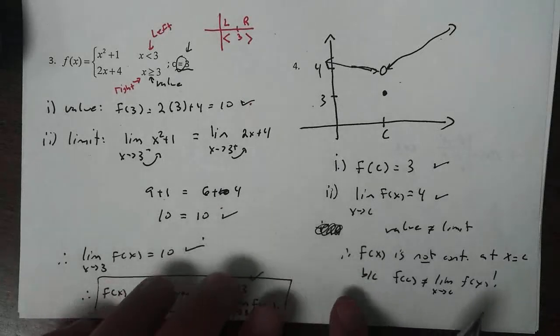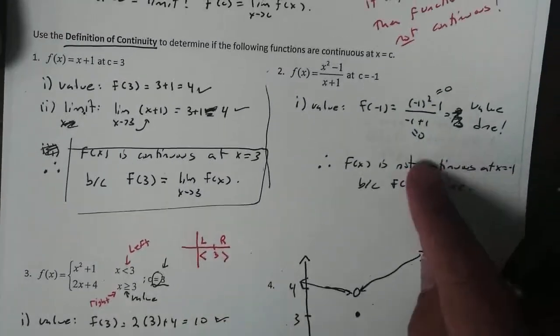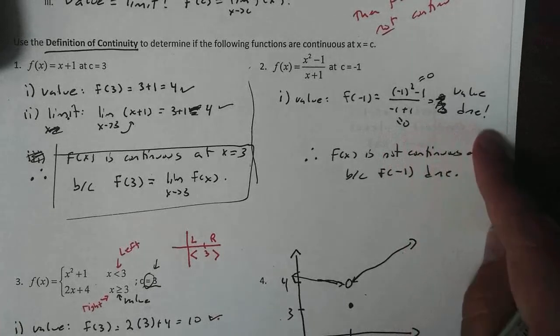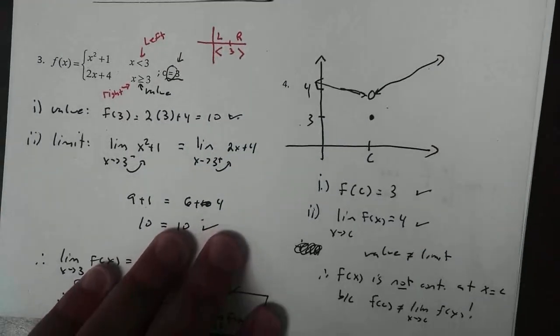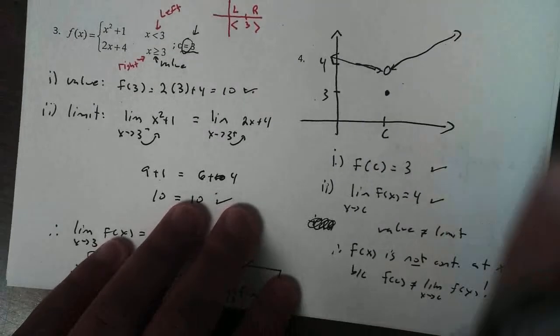So remember, any part that breaks it. Let's take a look. Up here, what broke the continuity was the fact that we don't have a value. Down here, it's that the value and the limit aren't the same. Very easy to do. Okay?